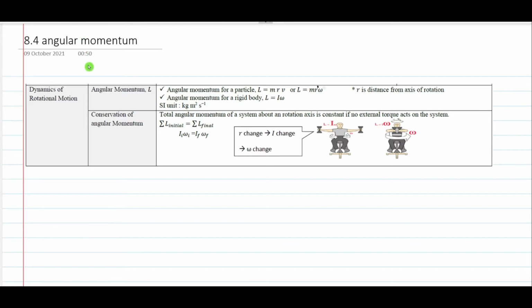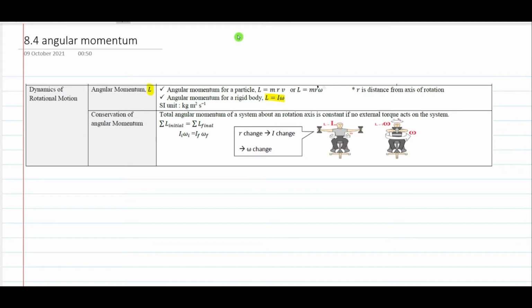Okay, but before we start, now look at the short notes about the angular momentum. The symbol for angular momentum is L, where L is equal to I omega for a rigid body, where I is the moment of inertia of the rigid body and omega is the angular velocity.